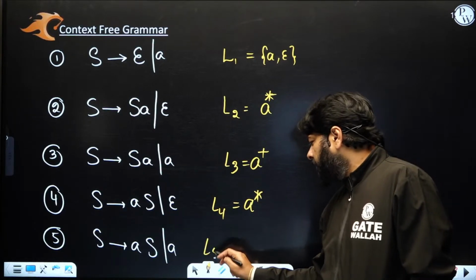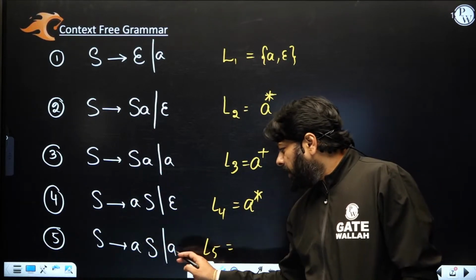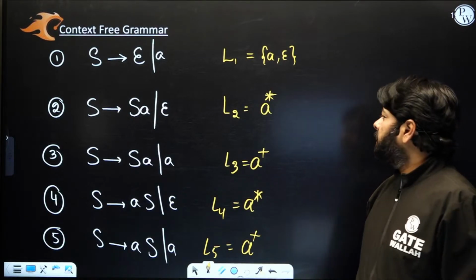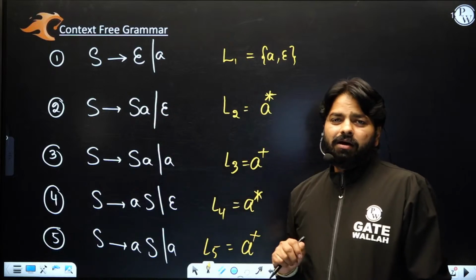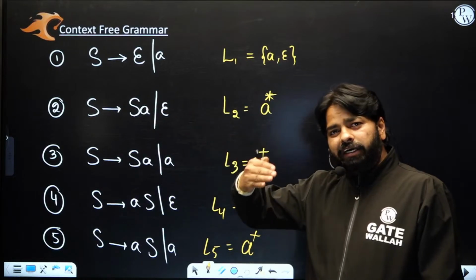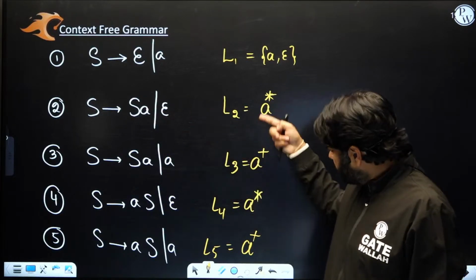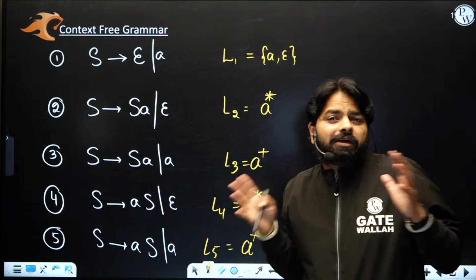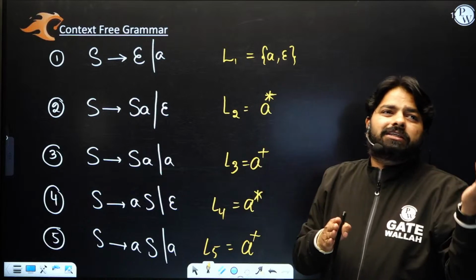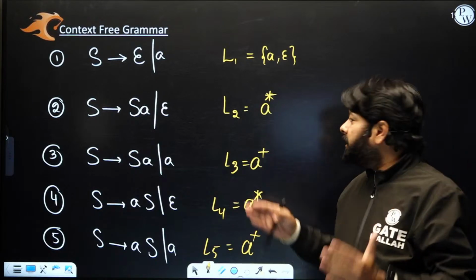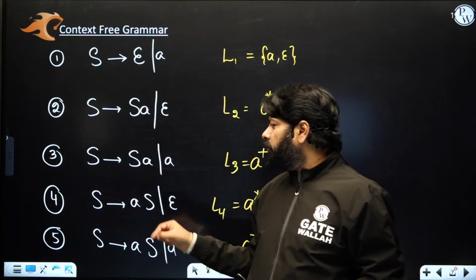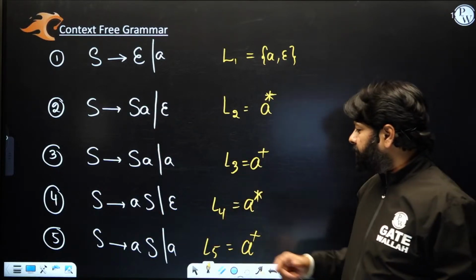And the fifth one, A star followed by A, will become A plus. So in the exam they might give you the second as a question, and you need to identify the equivalent option, which is going to be the fourth one. The fourth one and second one grammars are different, but they are equivalent because they represent the same language. The grammars second one and fourth one are equivalent, and 3 and 5 are equivalent.